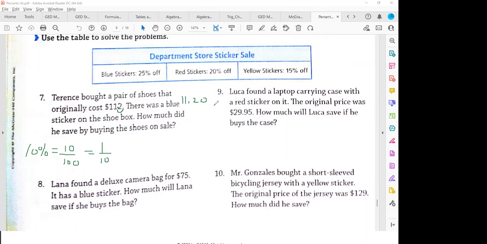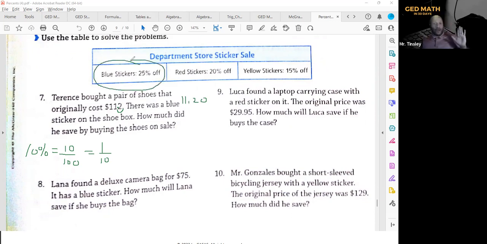So there's no way $4 can be a possible answer if it tells you the blue sticker is 25% off. You should be able to look at that and say 10% is $11.20. Why? Because 10% of any number is just moving the decimal one place to your left. So right away, $4 cannot be the answer. It's impossible because 10% is $11.20. So there's no way 25% off can be $4.48.